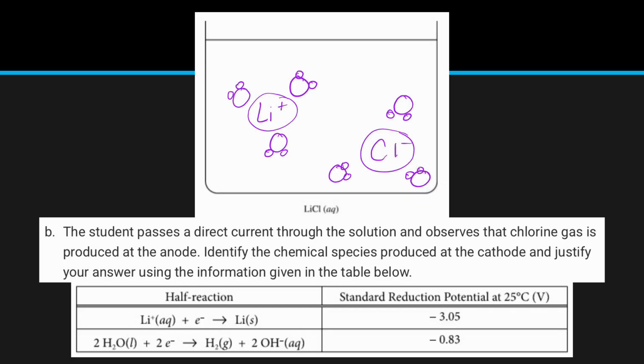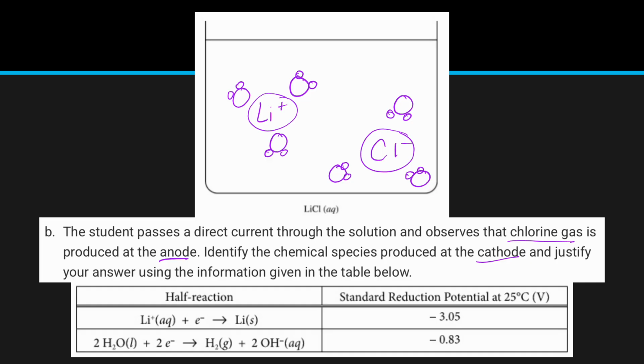Then part B says a student passes a direct current through the solution and observes that chlorine gas is produced at the anode. So we already know that chlorine is being oxidized because it's at the anode. Now we got to figure out what's being reduced at the cathode. And remember, when you have water involved, water can technically be reduced as well. So we need to look at what is more likely to be reduced, the lithium or the water. And that is all about our standard reduction potential.